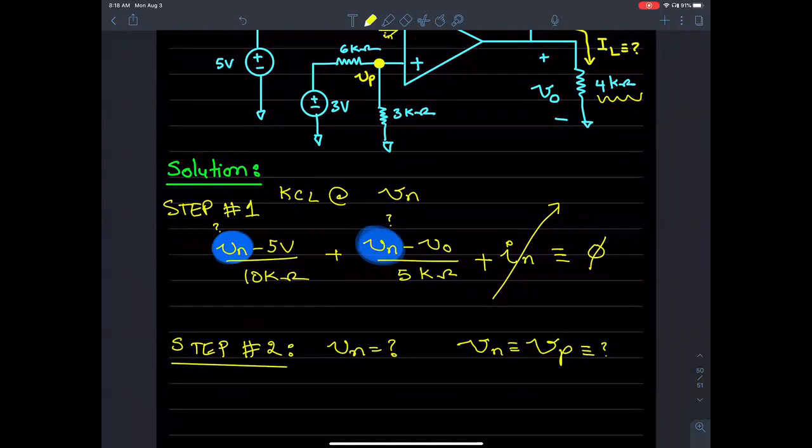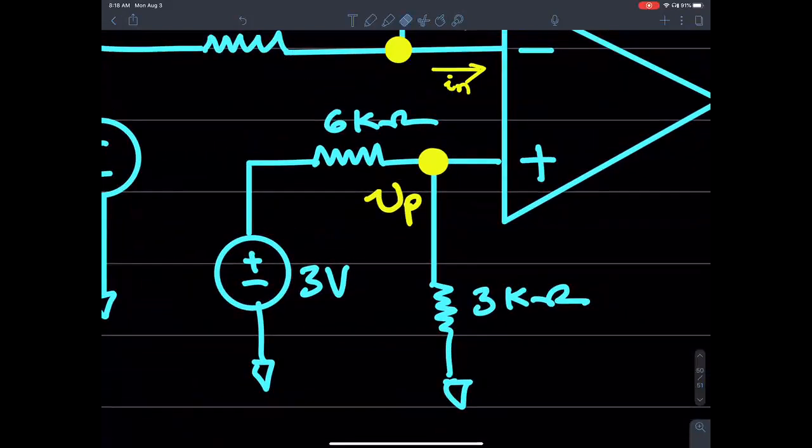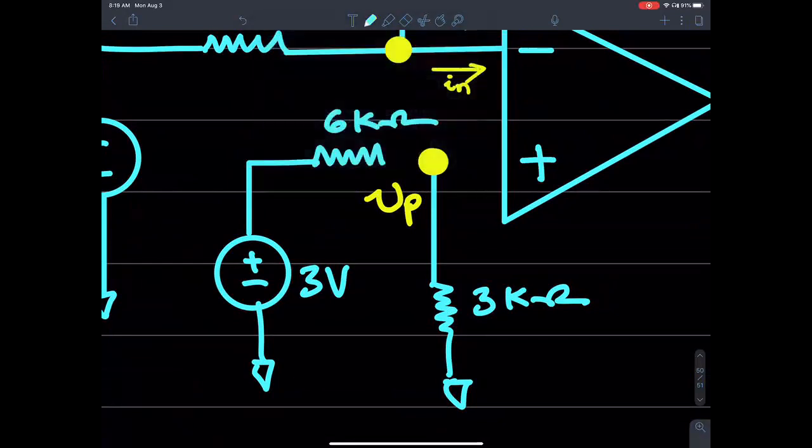How do we find Vp? You could use voltage division to find Vp. Yes, I'm going to use voltage division to find Vp, because if you think about it, the current going into the op-amp is 0. There's absolutely no current going into the op-amp.